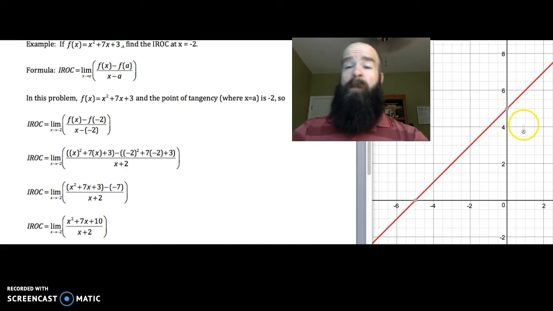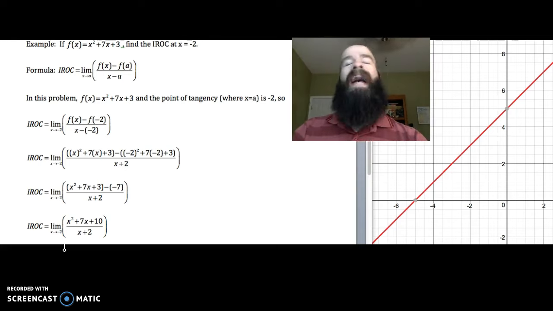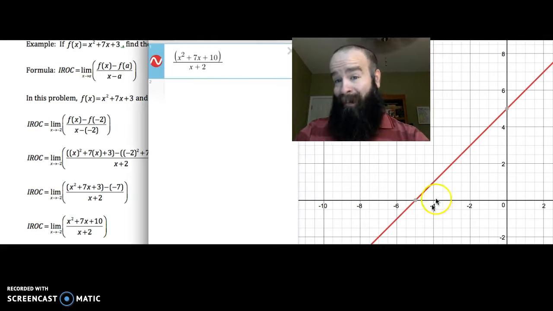Now, this is the place where the graph is going to come into play. So this is the thing I'm trying to find the limit of: x squared plus 7x plus 10 over x plus 2. And this is the x value at which I'm interested in looking to see what happens on this graph. So if I look at this, x squared plus 7x plus 10, I've taken the liberty of going ahead and graphing it, and it looks like this.